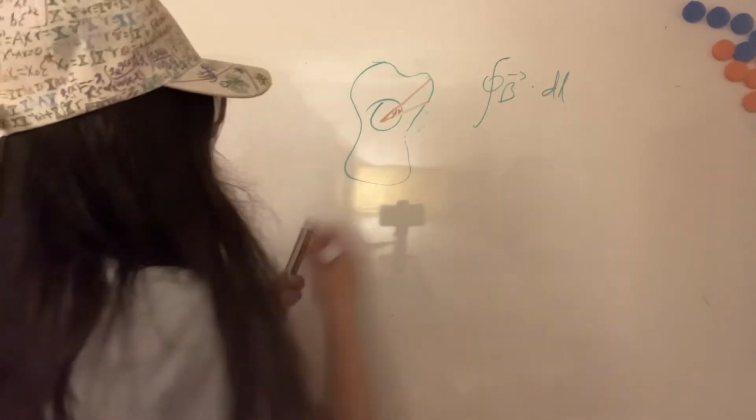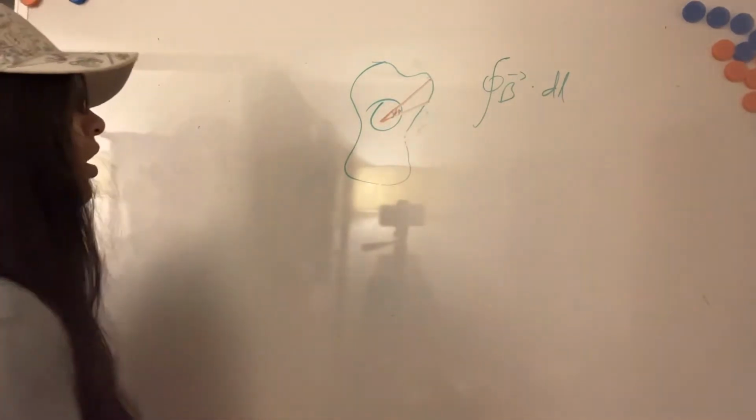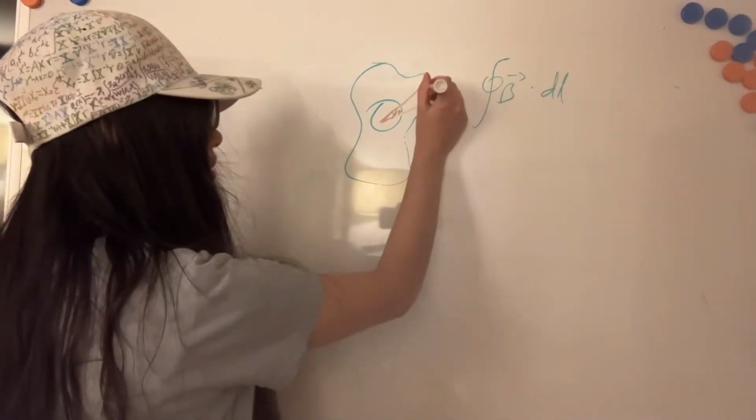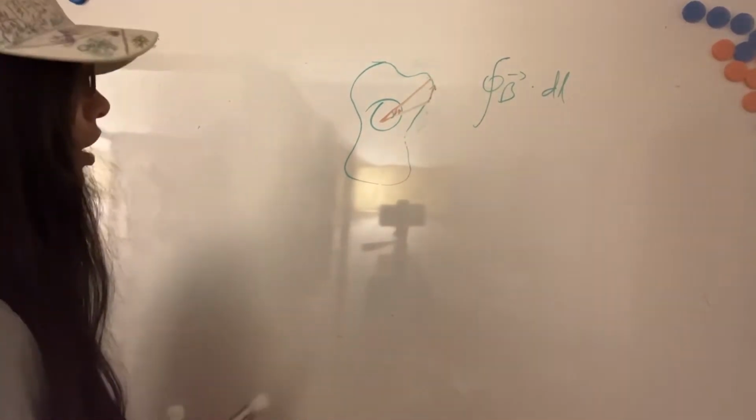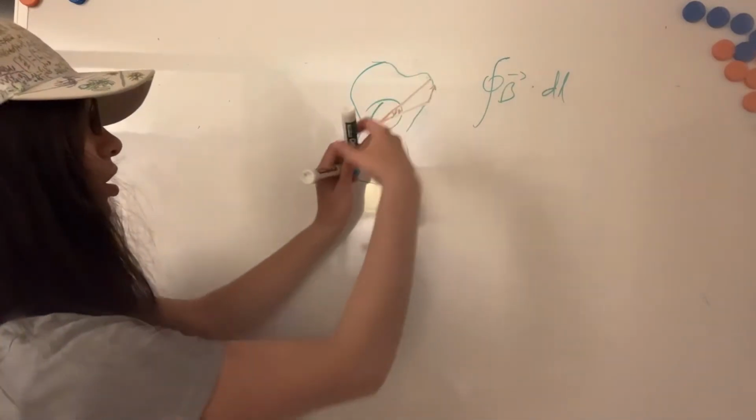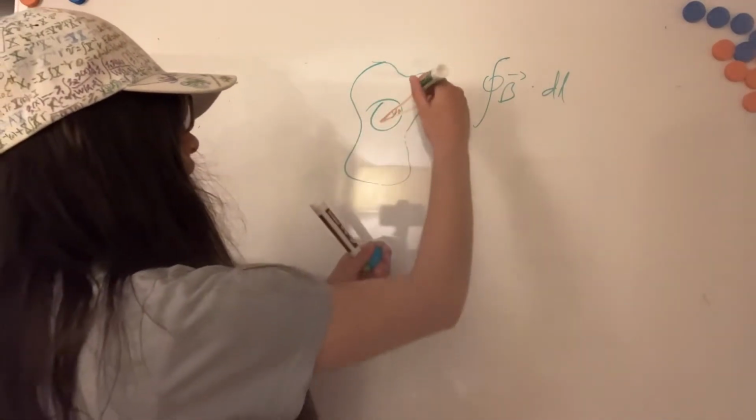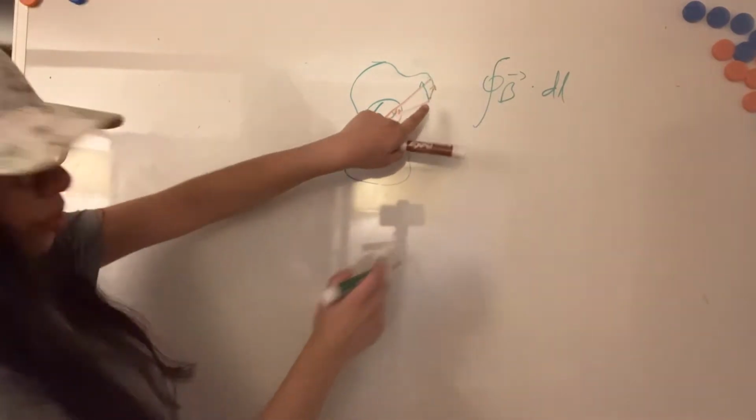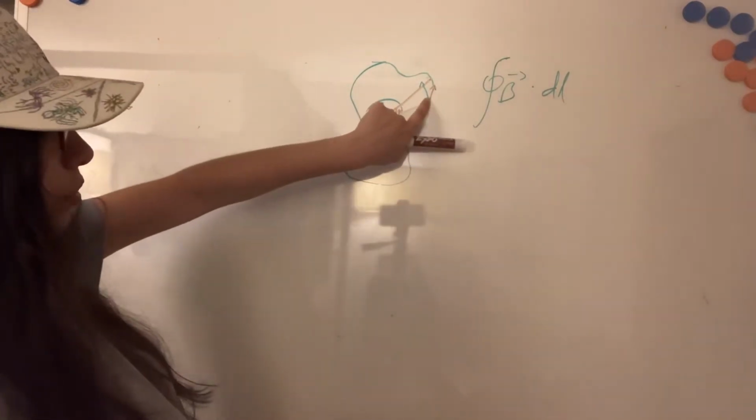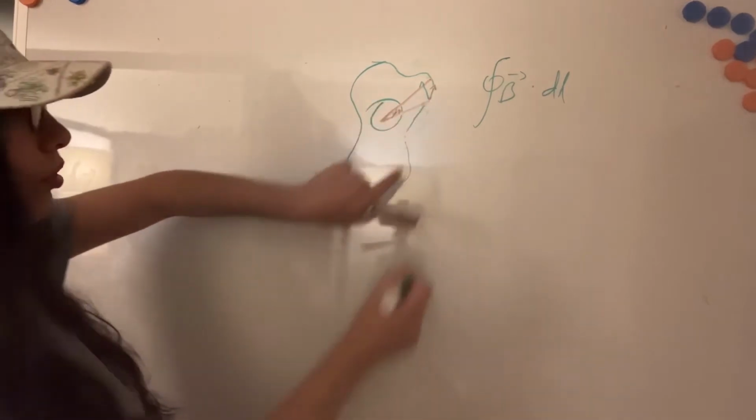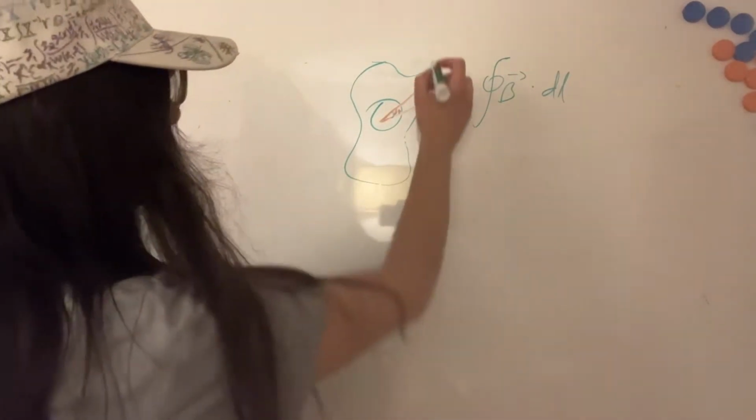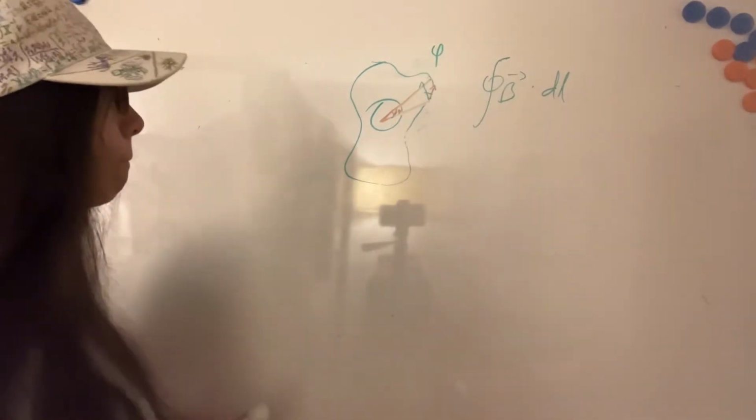So here we have, at this point, the dl goes in this direction like this, and the magnetic field goes in this direction, could be something like this. They are not perpendicular. I hope you can see that they are not perpendicular. So here, let's say that angle is phi.